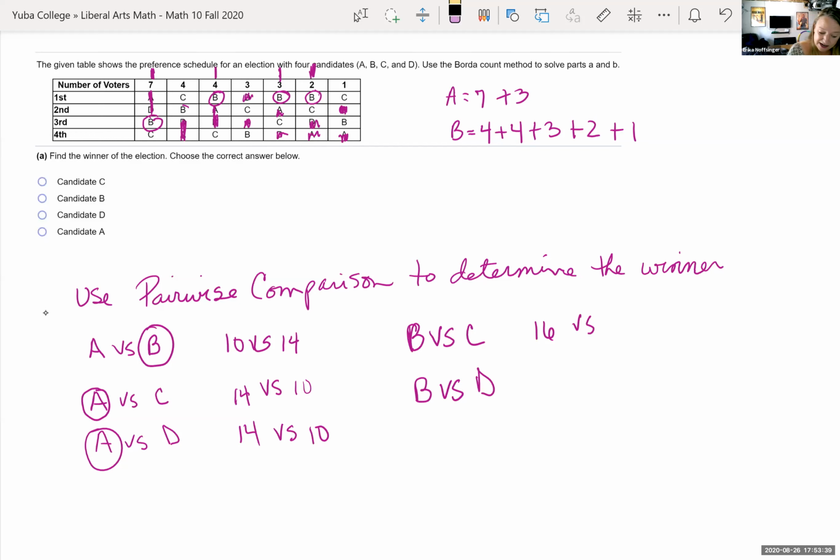So let's just make sure. C had 4 here, plus 3 here is 7, 7 plus 1 is 8. So B wins. Do the same thing with B and D. So we're erasing C. I'm just going to erase it all. B wins again.